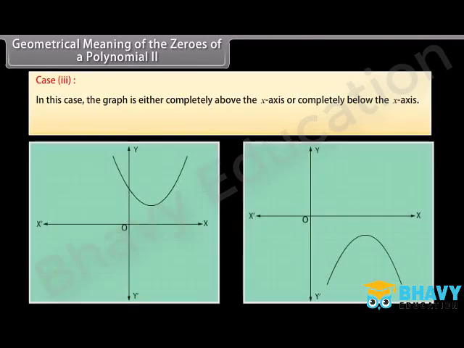Case 3. In this case, the graph is either completely above the x-axis or completely below the x-axis. It does not cut the x-axis at any point. The quadratic polynomial ax square plus bx plus c has no 0 in this case.